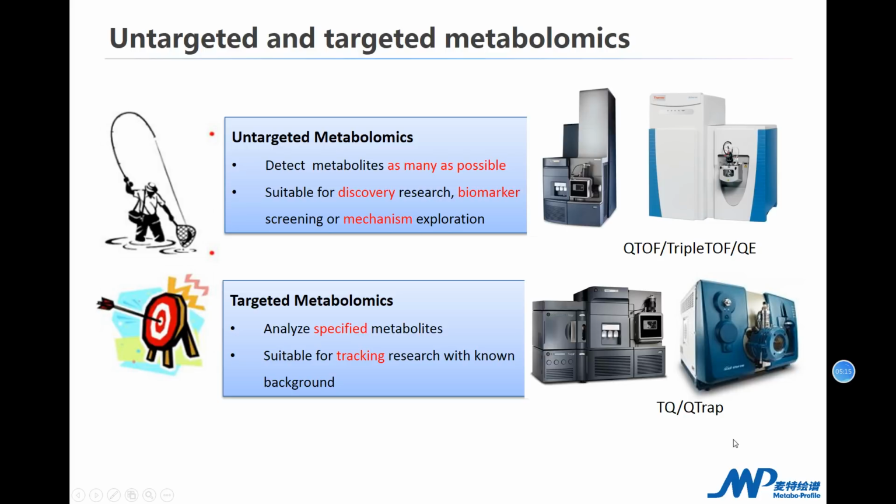The targeted method is believed to be suitable for validation research with known targets, like bile acid profiling, amino acid profiling. It provides quantitative results. We usually use TQS or QTRAP for targeted metabolomics.